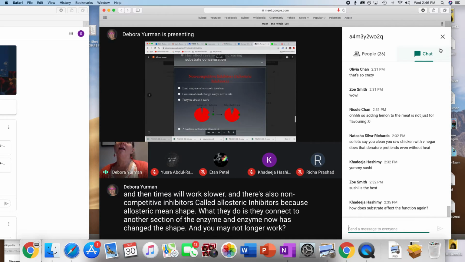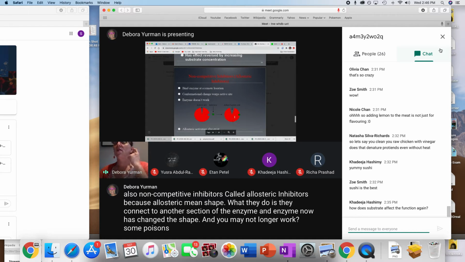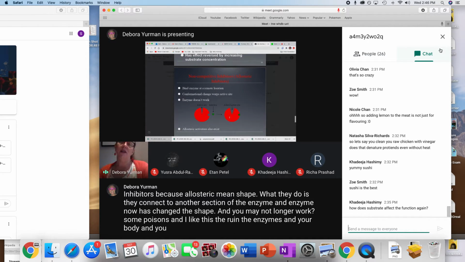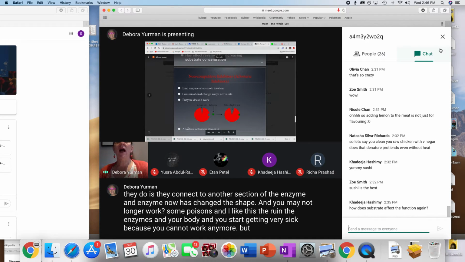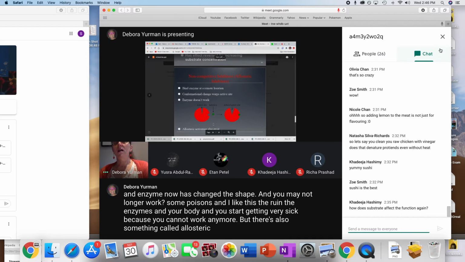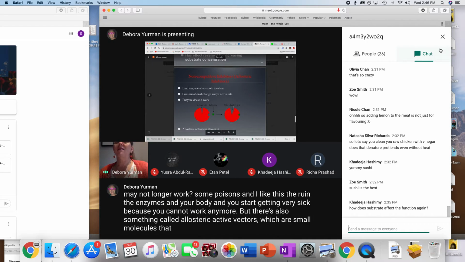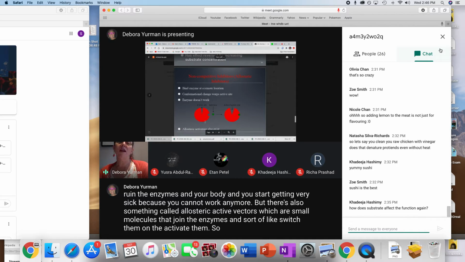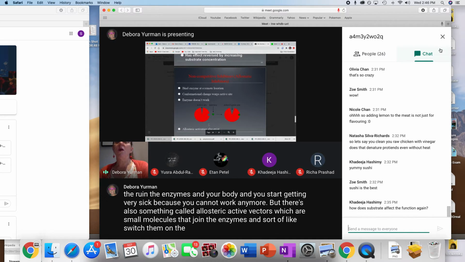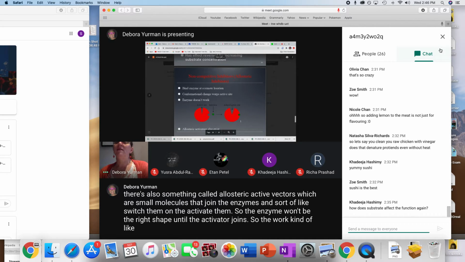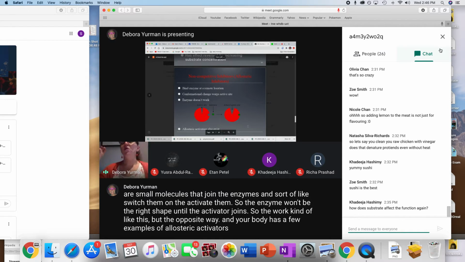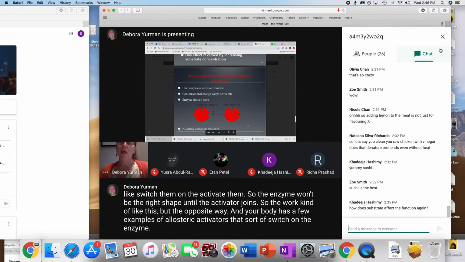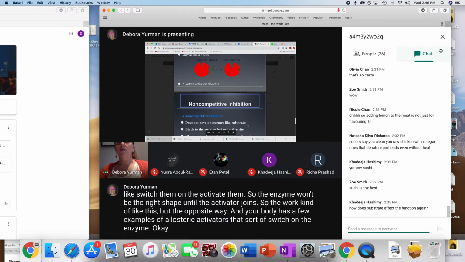Some poisons are like this. They ruin the enzymes in your body, and you start getting very sick because you cannot work anymore. But there's also something called allosteric activators, which are small molecules that join the enzymes and sort of like switch them on. They activate them, so the enzyme won't be the right shape until the activator joins. So they work kind of like this, but the opposite way. And your body has a few examples of allosteric activators that sort of switch on the enzyme. Okay?